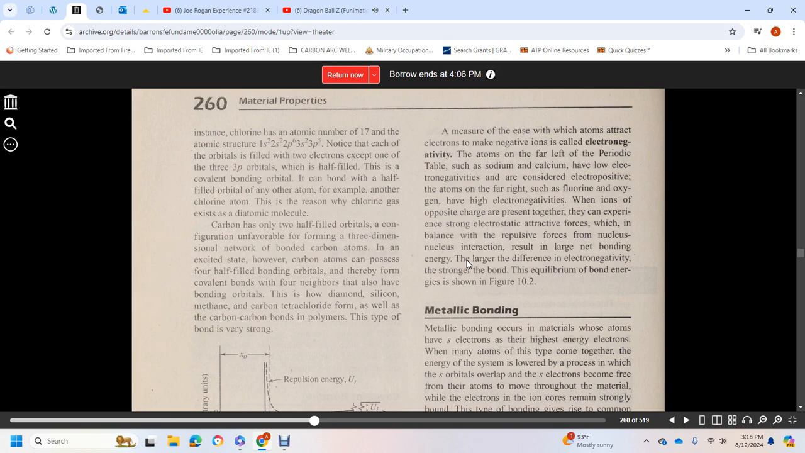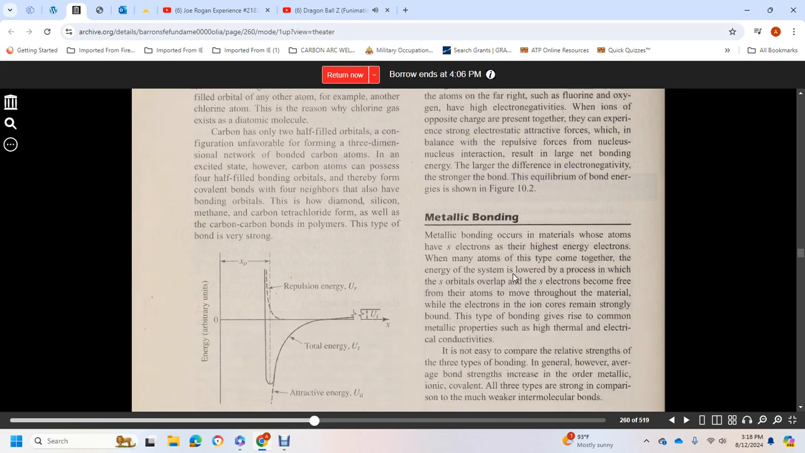When ions with opposite charge are present together, they experience strong electrostatic attractive forces, which, balanced against the repulsive force of the nuclear interaction, result in a large net bonding energy. The larger the difference in electronegativity, the stronger the bond. The equilibrium of the bonding energies is shown in figure 10.2.